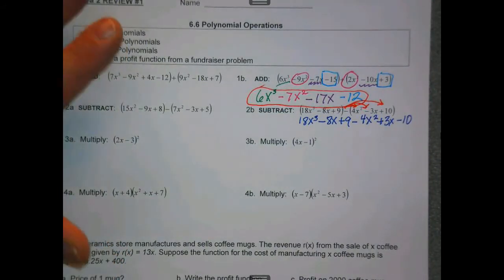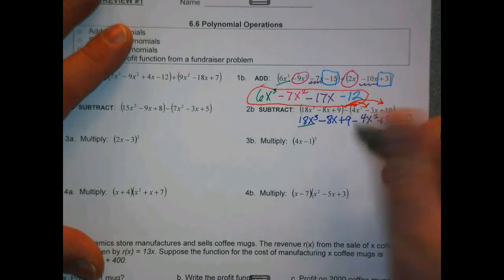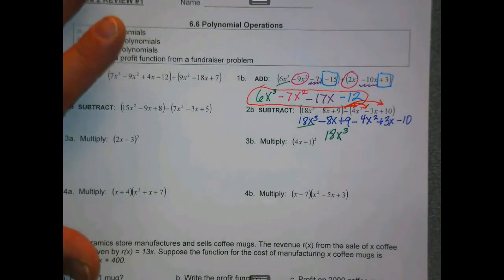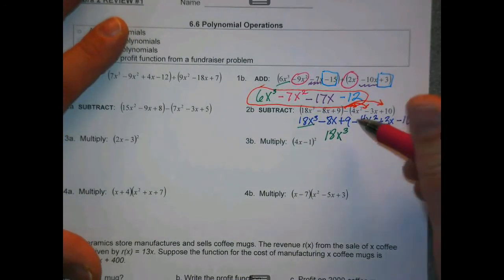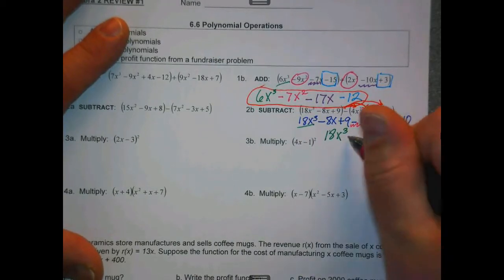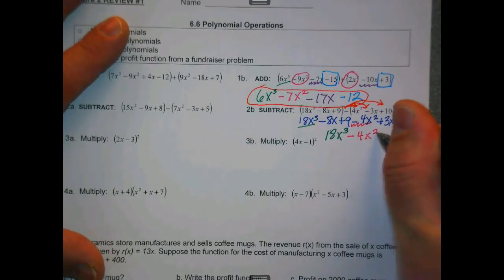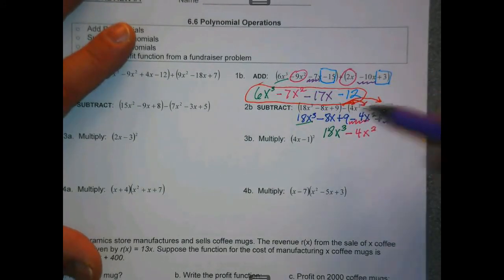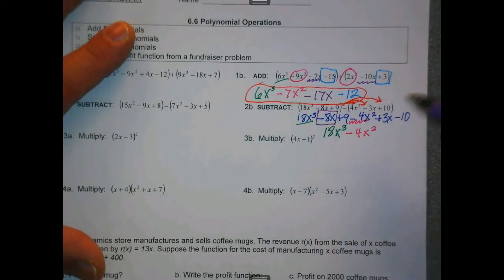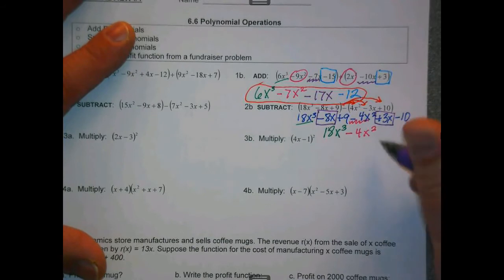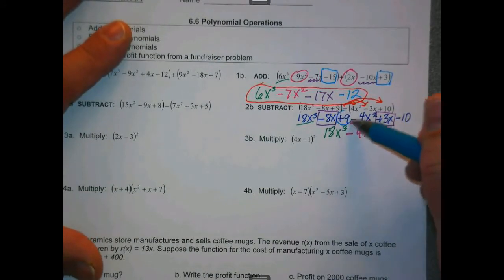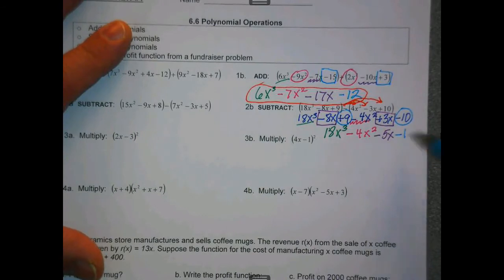What do we have here? Nothing to combine with the cube, 18x cubed. Nothing to combine with the minus 4x squared. And my x terms: minus 8x plus 3x, minus 5x. And then my constants: plus 9, minus 10, minus 1.